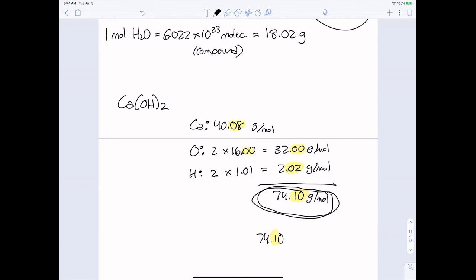So molar mass of compounds, you just take the atomic mass right from the periodic table, change your units to grams per mole, and then take into account how many of each type of atom we have and sum them together.